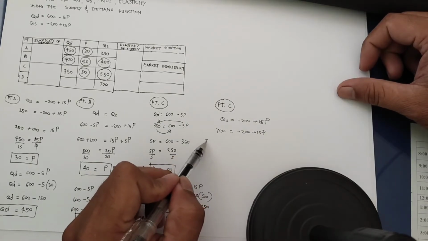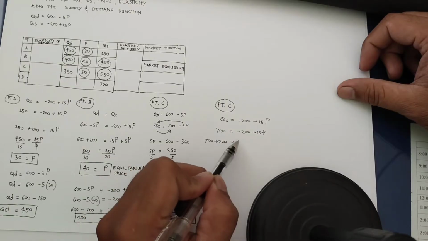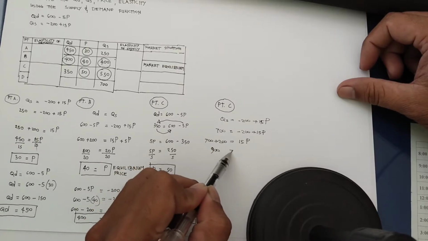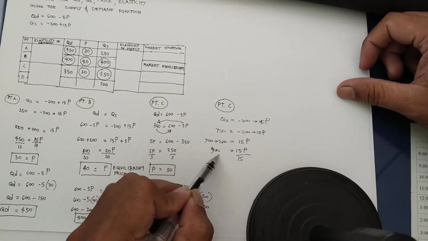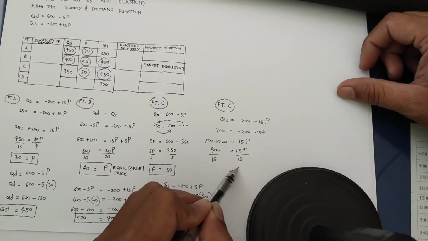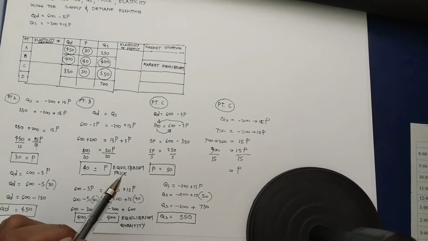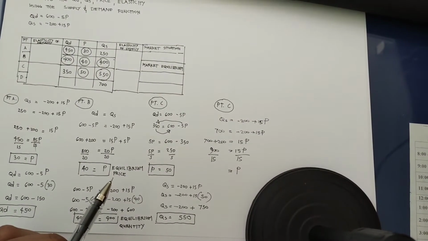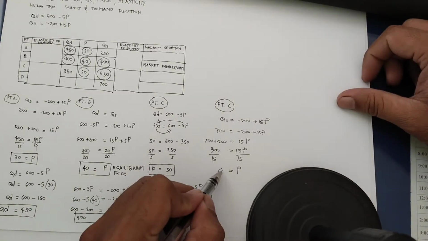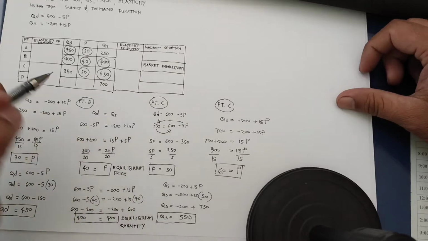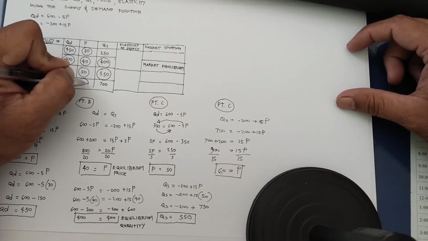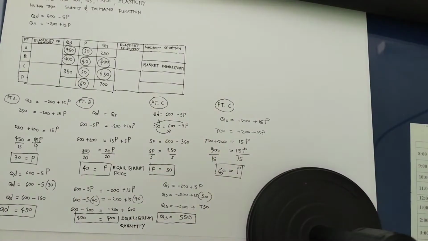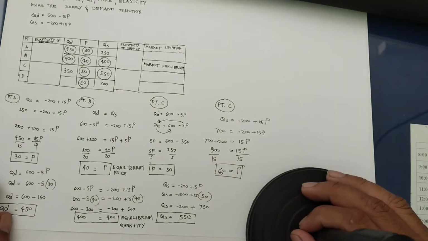So that would be 700 plus 200 is equal to 15p. So that would be 900 equals 15p. So divide over 15 over 15. So our P is equal to 900 divided by 15. So that would be equal to 60. So our price is 60. Okay, so the price is now 60. So either peso or dollar, it could be, so we are not just putting there the peso.